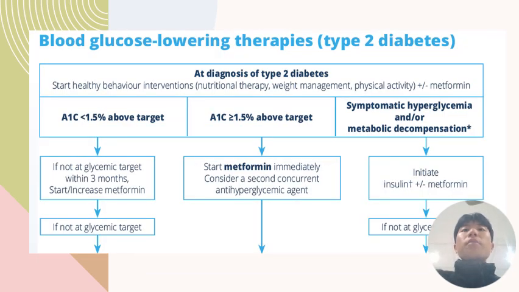For medication options, we can start metformin whenever we want, but especially if the patient has more than 1.5% of A1C level above target level, we should start metformin immediately. And also, if patients have symptomatic hyperglycemia or metabolic decompensations such as diabetic ketoacidosis or hyperosmolar syndrome, we should initiate insulin right away.